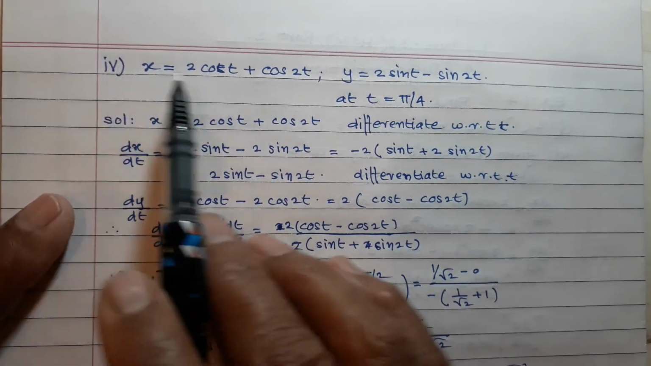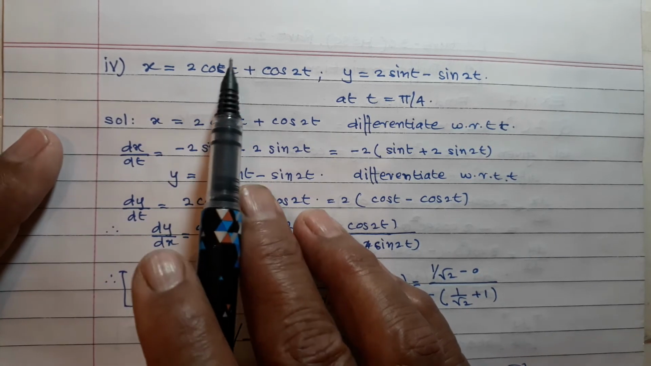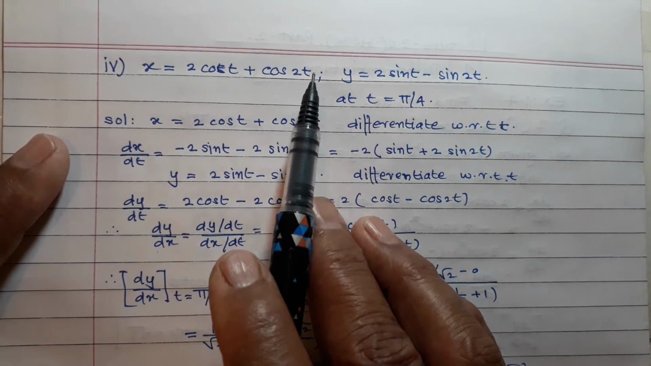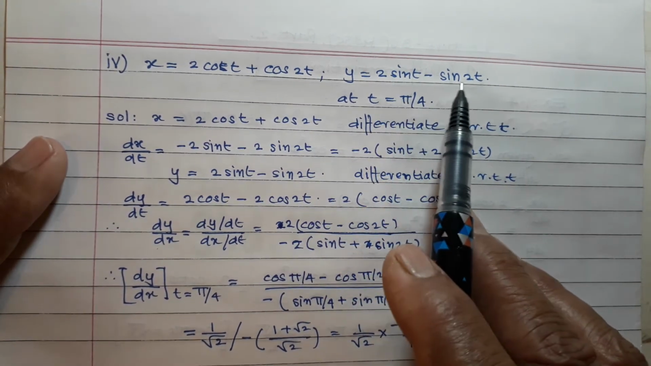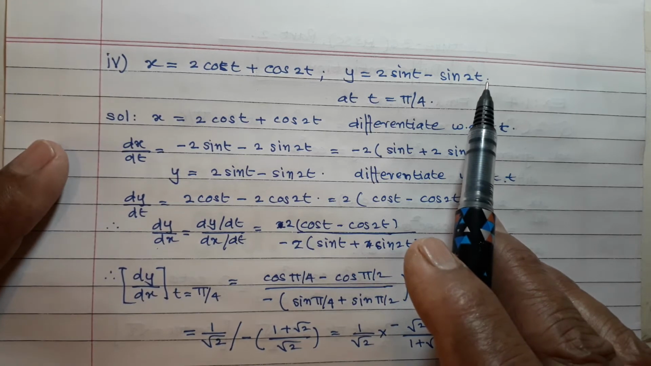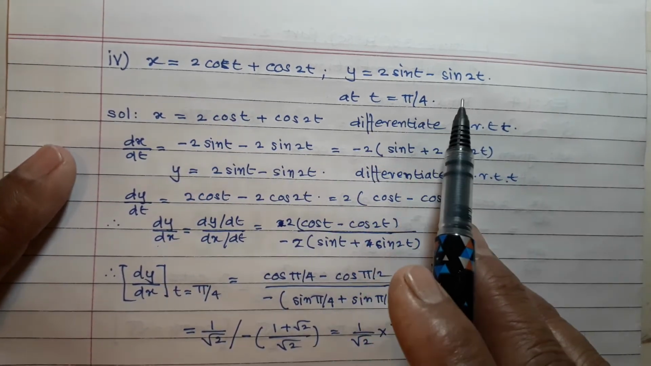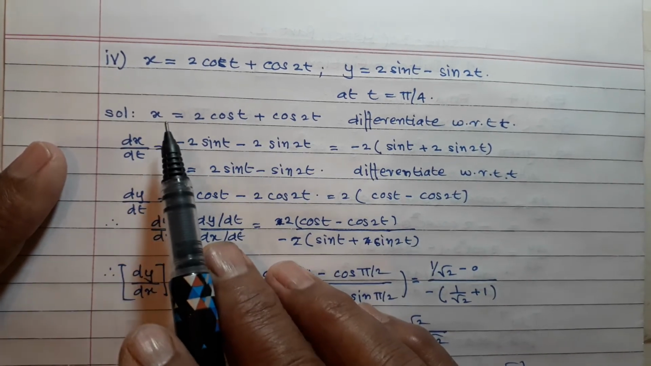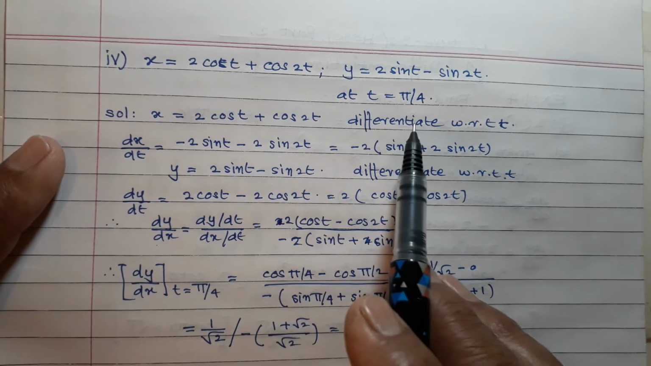Question number 4. x is equal to 2 cos t plus cos 2t, y is equal to 2 sin t minus sin 2t, find dy/dx at t is equal to pi by 4. Solution: x is equal to 2 cos t plus cos 2t.